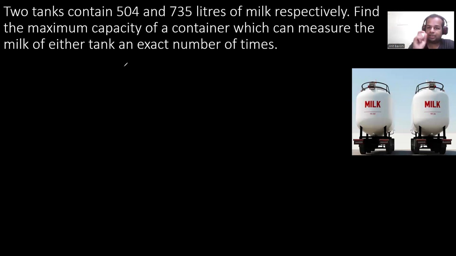The question says that there is some amount of milk in tank A and tank B. So clearly, this is a question where repetition is not happening. The quantity of milk is not going to be changing. So here we have a fixed quantity, the amount of milk in both scenarios. So this is a question of factors. Within the given numbers, we have to find the factors and find the highest common factor.